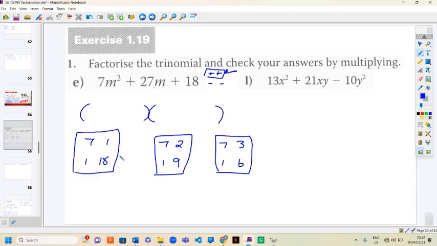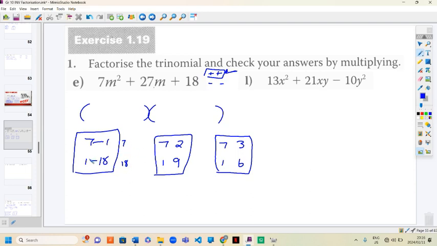Alright, so now let's test. Let's start multiplying. 7 multiplied by 1 is 7. 1 times 18 is 18. I know that they're both going to be positive, because remember my combination there. So plus 18 plus 7. What does that give me? Gives me 25. So I know that's not going to be that.